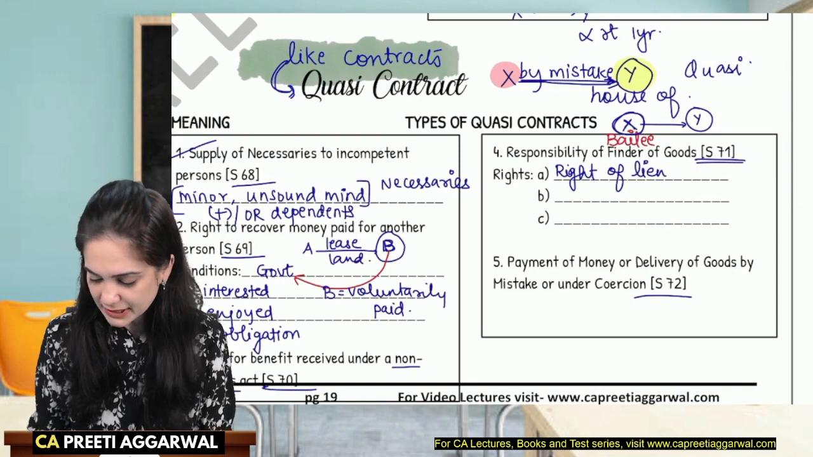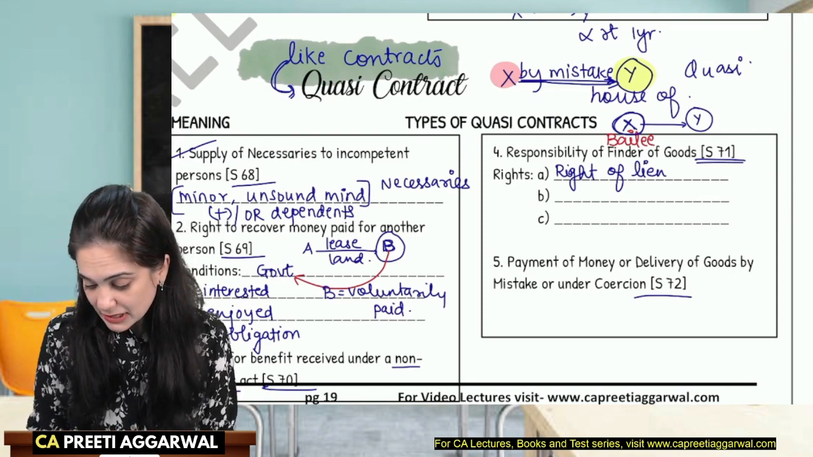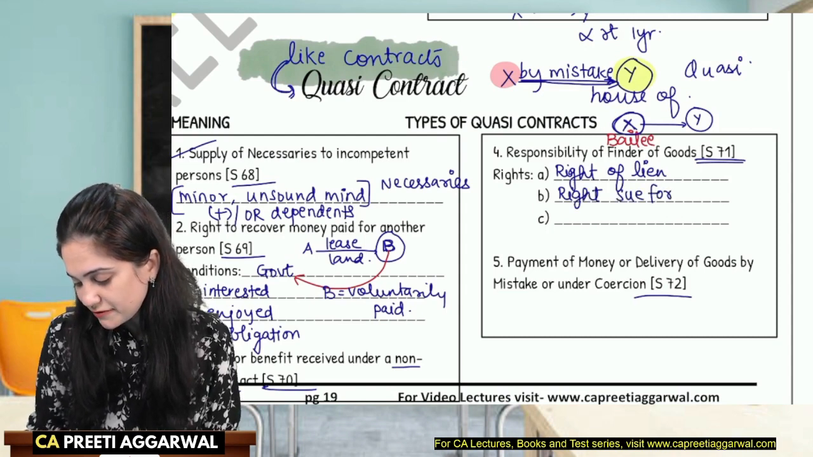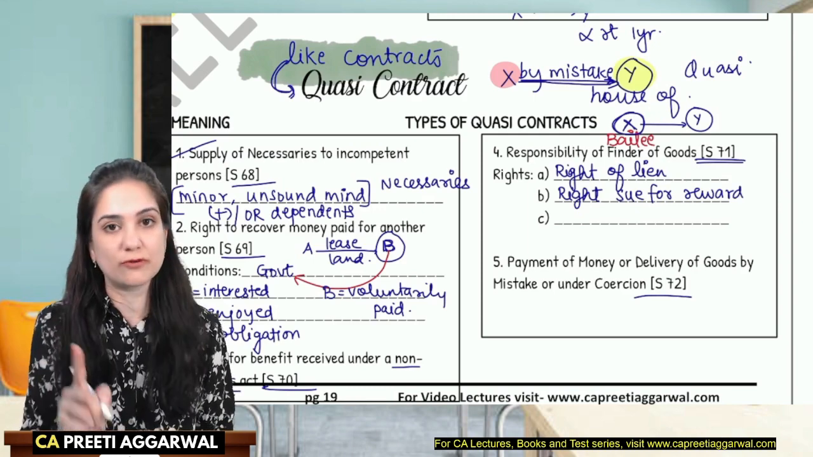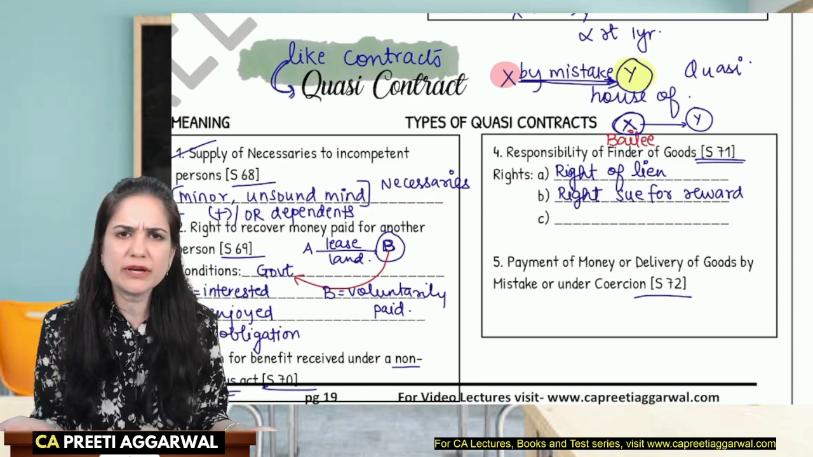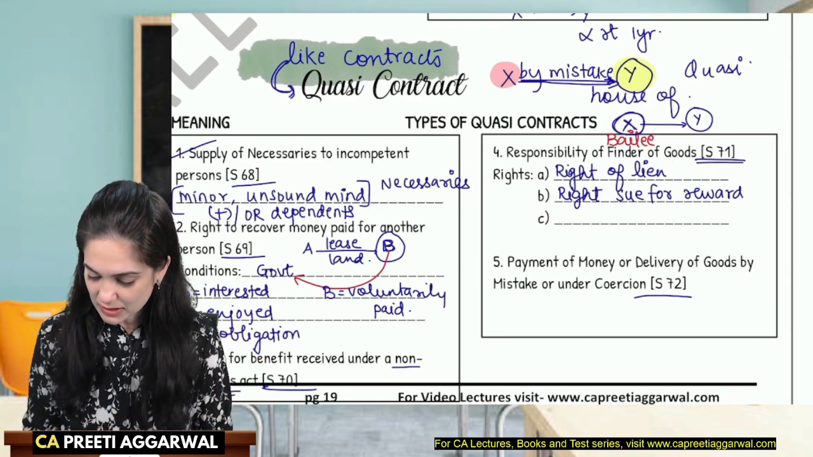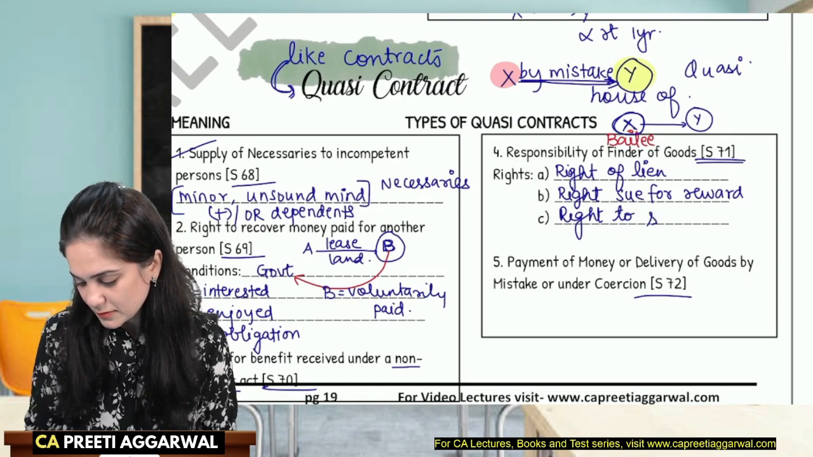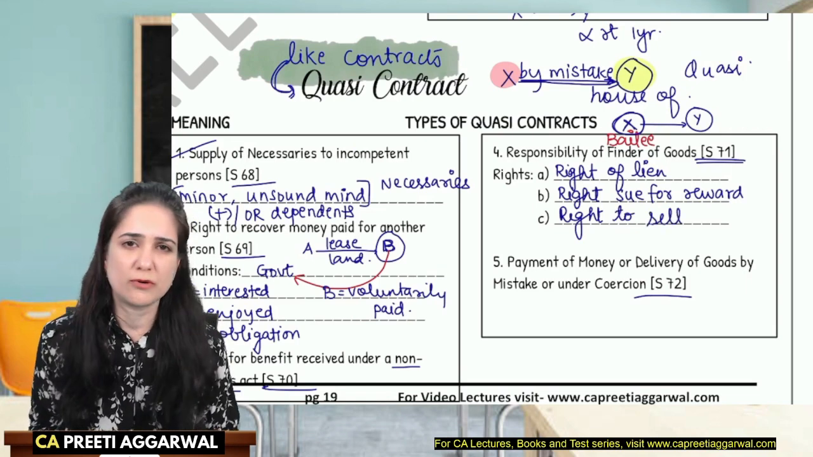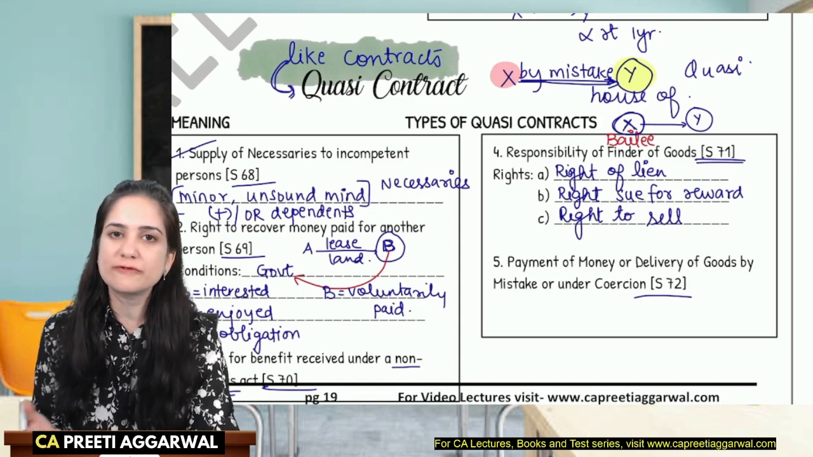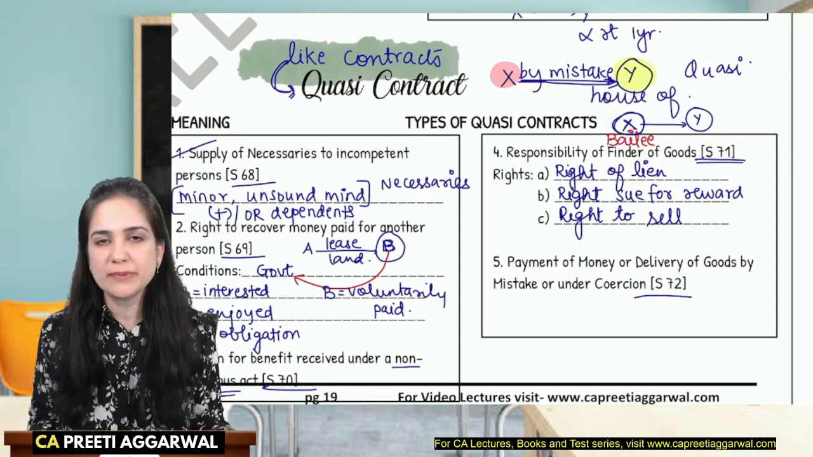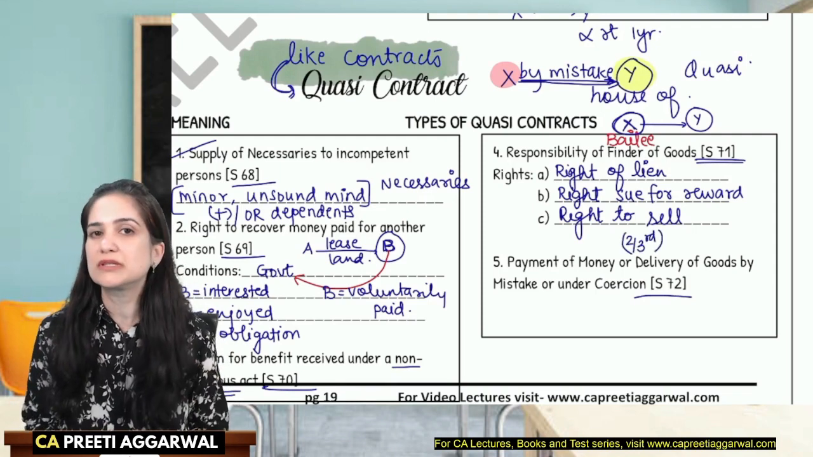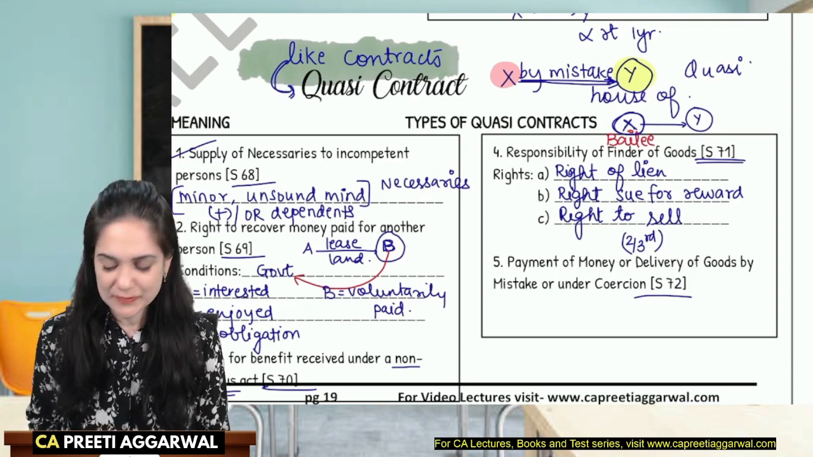He also has the right to sue for reward. So if a reward was declared and the finder was aware of the reward, then he can also claim the reward. And if he is not given the reward, he can retain the goods. He has the right to sell. So if the true owner is not found, or if the true owner is found but he refuses to pay the lawful charges, goods are perishable, or if the lawful charges amount to 2/3 of the value of goods, then under those circumstances, the finder can even sell the goods.